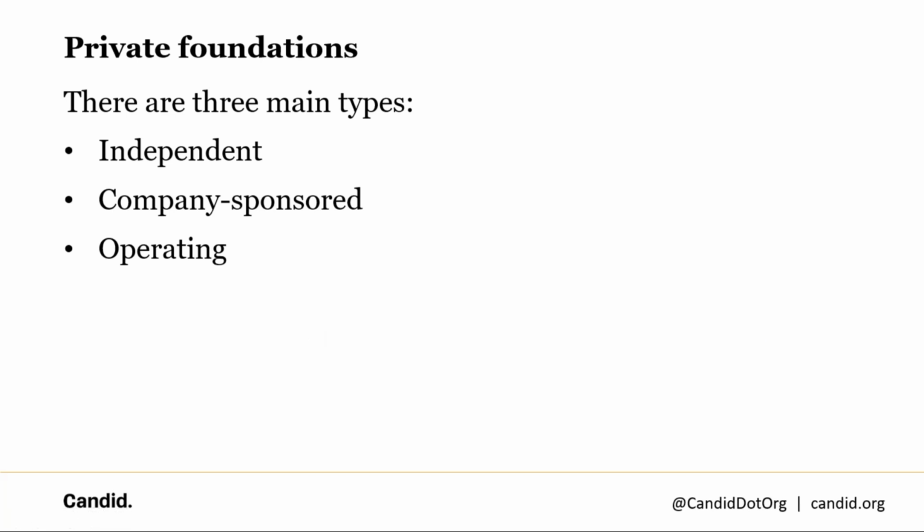So there are three main types of private foundations. And of course, you see them on my screen here: independent, company-sponsored, and operating. So I want to walk you through what each of these mean. So independent or private foundations are grant-making organizations whose funds are generally derived from an individual, a group of individuals, or a family, and often include the family name.